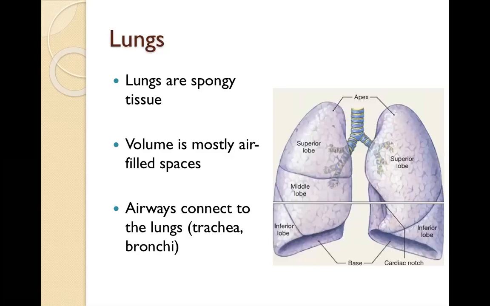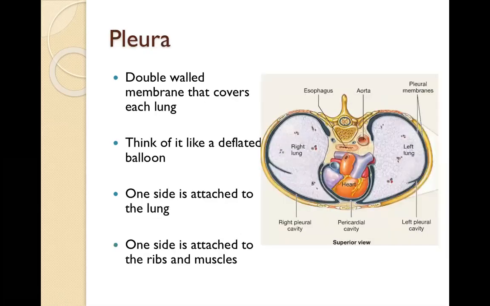Inside of the thoracic cage, there are two lungs, and under most circumstances, there are two lungs, and the lungs are mostly spongy tissue. They are mostly air, and most of it is empty space. And the airways actually connect to the lungs, so the actual tube components connect to the lungs, and we're going to talk a little bit more about the tube component in a little bit.